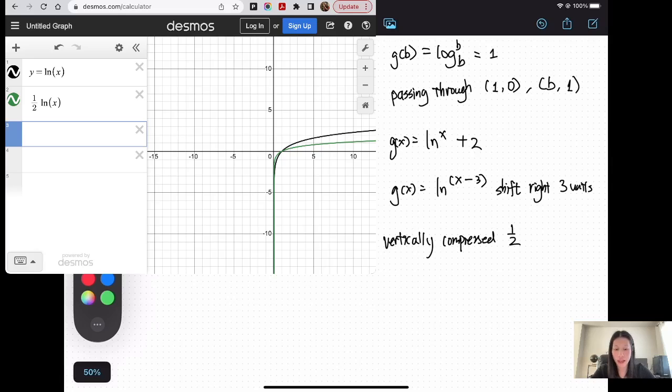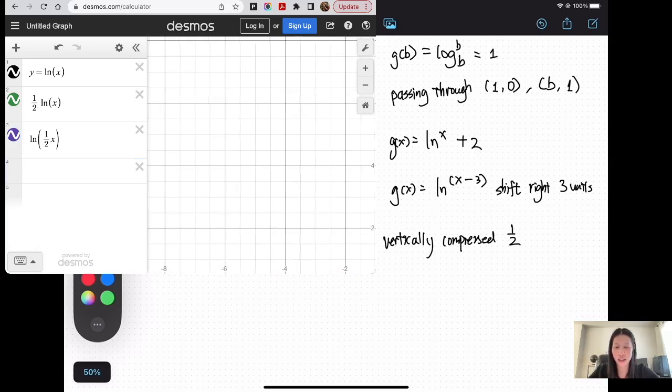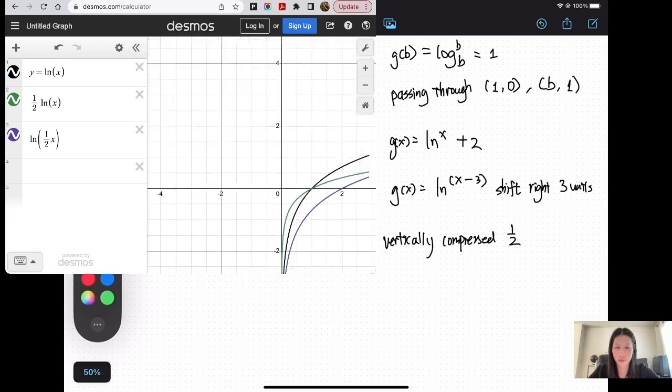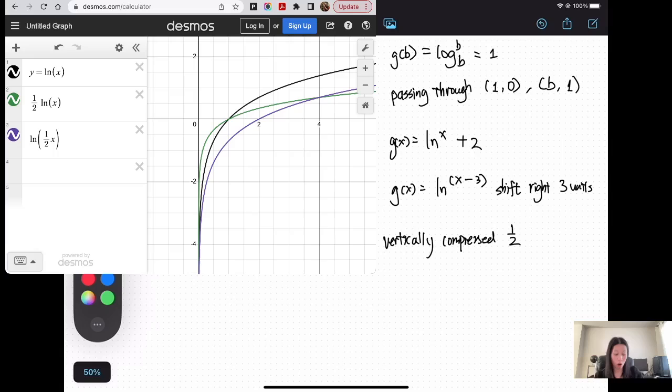But what if I have ln of 1/2 times x? Then look at the purple line compared to the original black line, the black graph. What happened? Well, this gives you a horizontal transformation, right? Since you times something that is less than 1, this gives you a horizontal stretch. One-half, which is 2 units. You stretch horizontally 2 units.